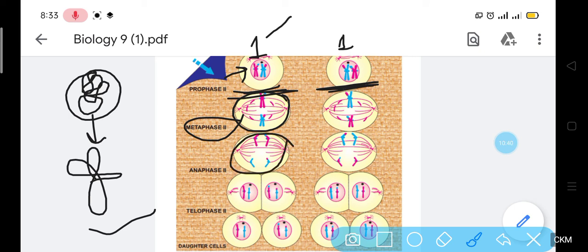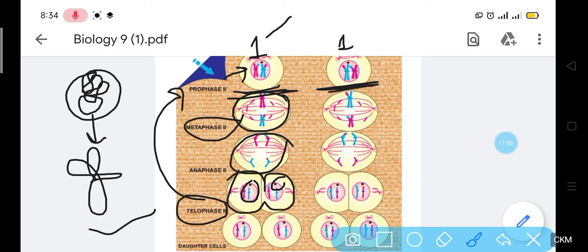Now in the anaphase, you have seen that the spindle fibers are going to get shorter, and they are going to pull the chromatids toward themselves. And after that, there is telophase. Telophase is the reverse of the prophase. The nuclear membrane is going to reappear, and the nucleolus is also going to reappear, and the spindle fibers are going to disappear. Cleavage will also occur with the help of the cleavage furrow, and one cell is going to split into two cells, and each cell will have one centrosome.